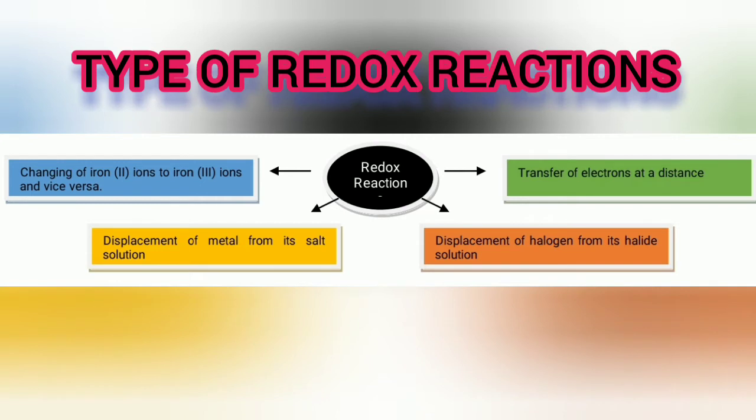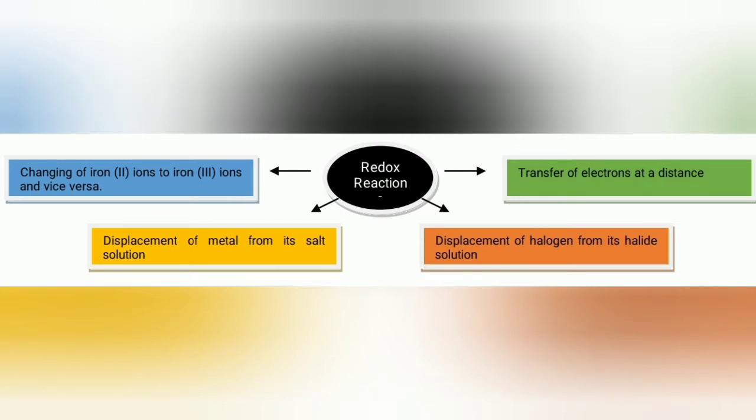Types of redox reactions. Not all chemical reactions are redox reactions. For example, acid-base reactions and double decomposition reactions are non-redox reactions. Four examples of redox reactions are: number 1, changing of iron(II) ions to iron(III) ions and vice versa.